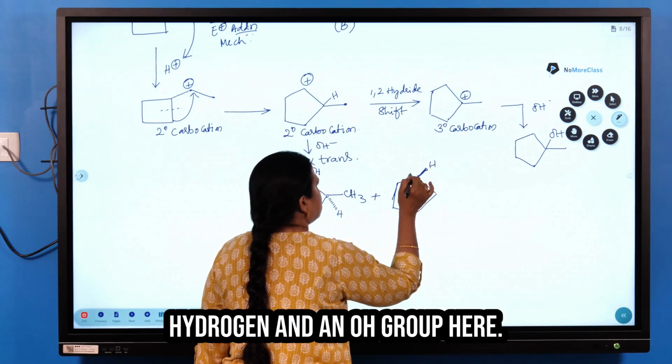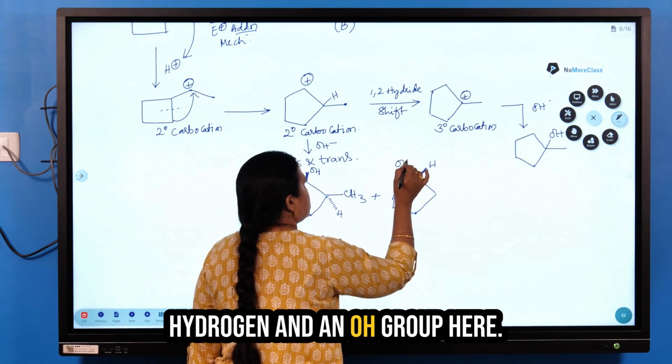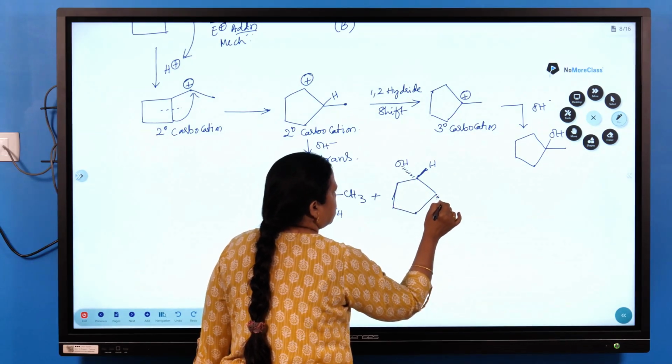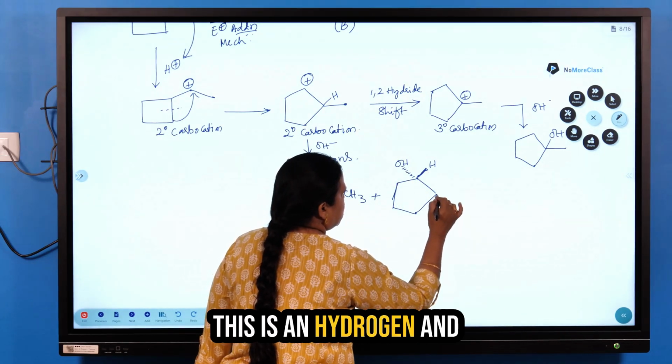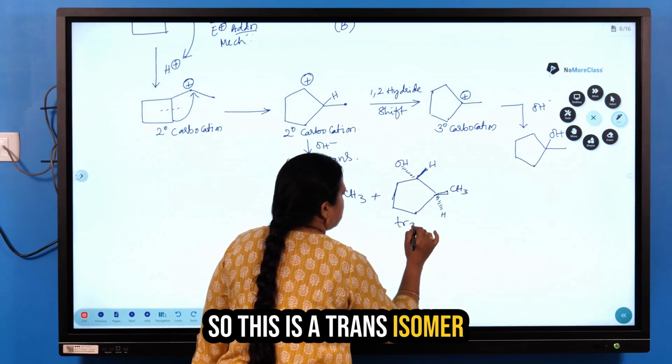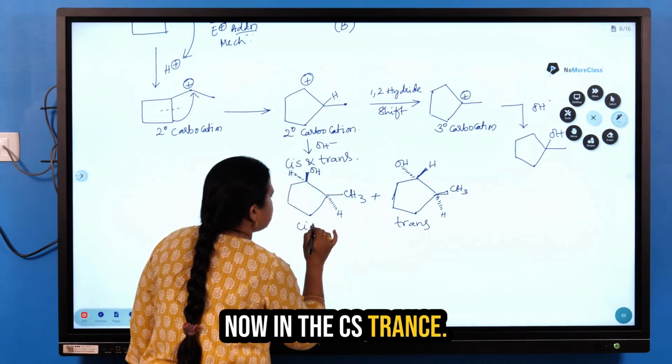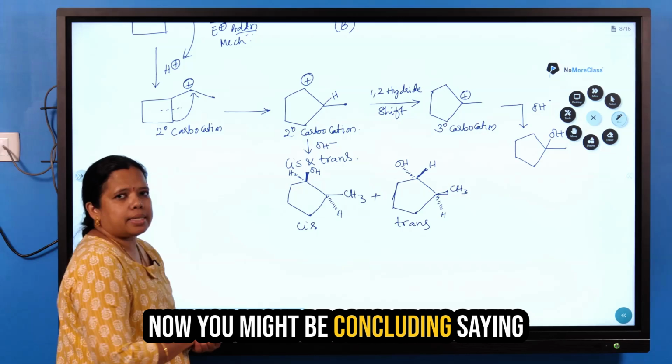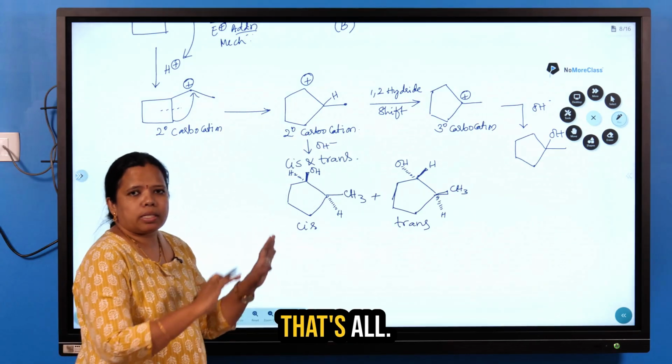hydrogen and an OH group here. This is a hydrogen and a CH3 group here. So, this is a trans isomer. Now, in the cis and trans, you must be concluding that there are 3 isomers formed. That's all, this is the answer.